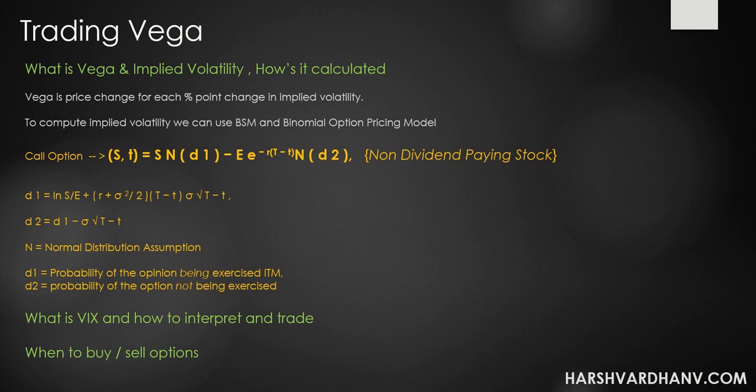Okay, so this is the simple explanation of the BSM model. There are tons of articles online to understand that. What I've tried to do here is to explain it to you in a very simple manner. Okay, now what is VIX, and how to interpret and trade it, and when to buy and sell options. So VIX is basically the volatility of the index.